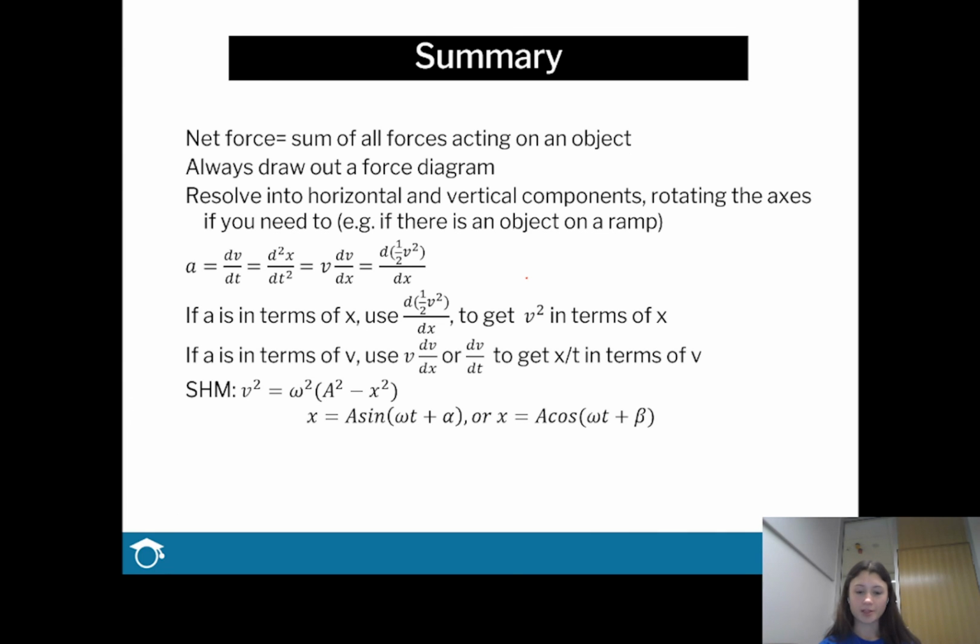Using those acceleration formulas, if a is in terms of x, use that formula there to get v squared in terms of x. And if a is in terms of v, use v dv dx or dv dt to get x over t in terms of v. Simple harmonic motion, the concept is a little bit more difficult to understand, but usually the questions for that aren't too difficult. I would say the most difficult questions are usually to do with those acceleration and velocity formulas up there, so it's probably worth practicing those more.